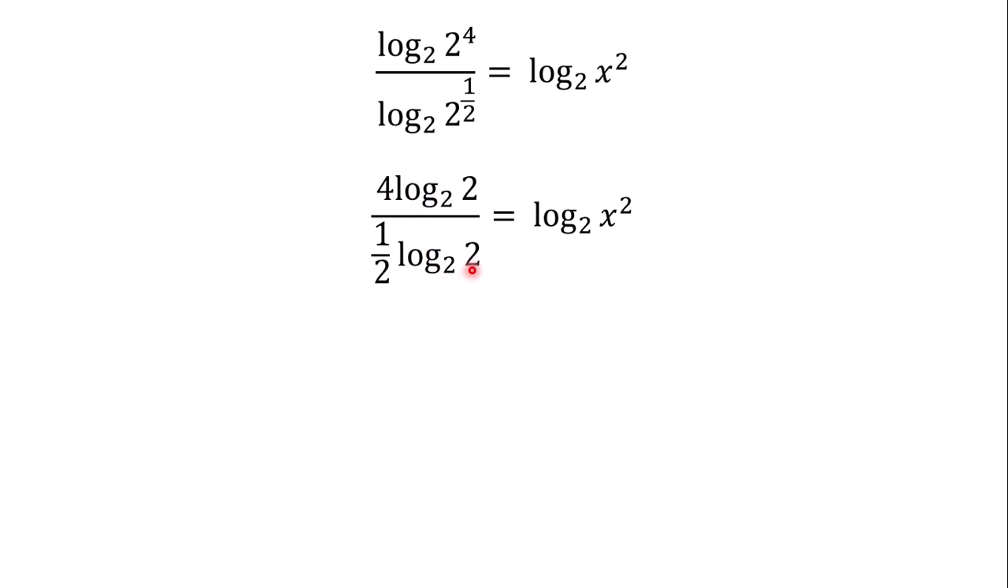And also here, since the base and the number are the same, it cancels out, and that will give us 1, and 1 multiplied by half is going to give us what? Half. So when this and this cancel out, we are going to get 4 over 1/2, which is equal to log x squared base 2. Okay.